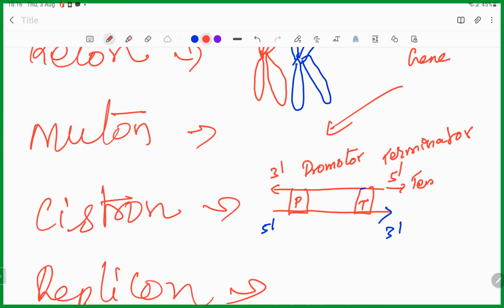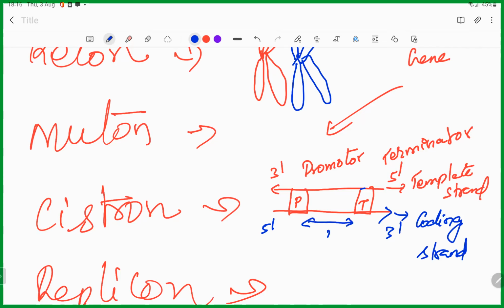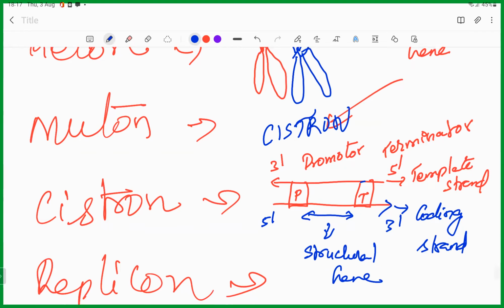Okay? And of the two strands, one strand is called what? Template strand. Another strand is called what? Coding strand. Okay, so this region is actually called what? Structural gene. The whole unit is actually called what? Cistron. Can you understand? Cistron. And then replicon, where DNA is replicated.